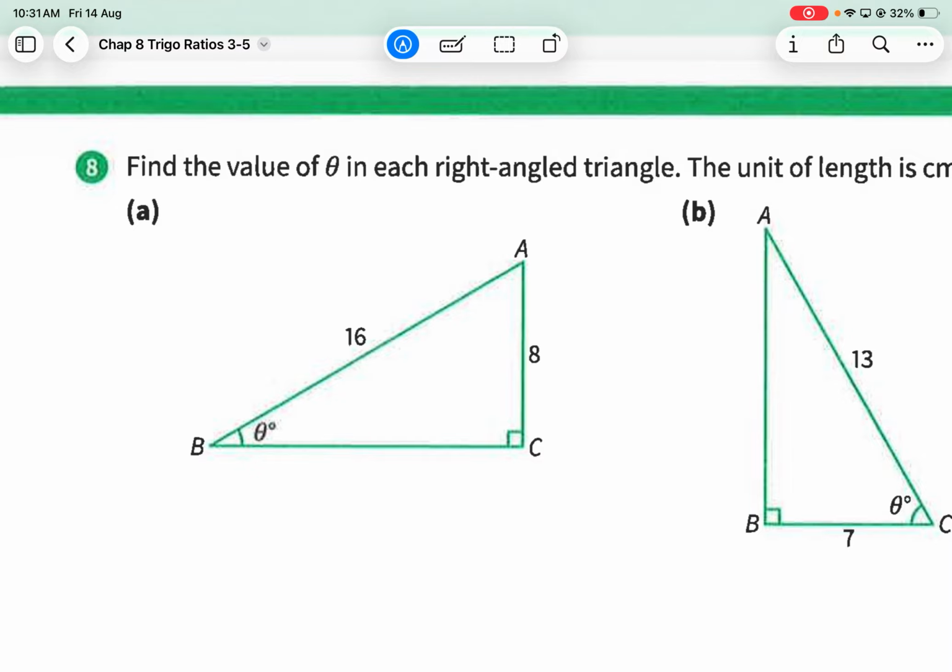Okay. Now they put what they just test you in a picture. So what are you supposed to find? They want you to find the value of theta.